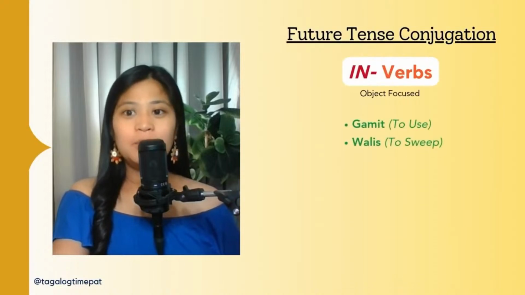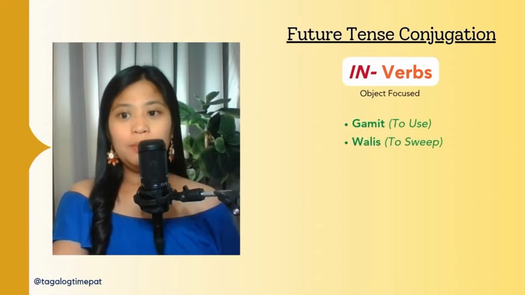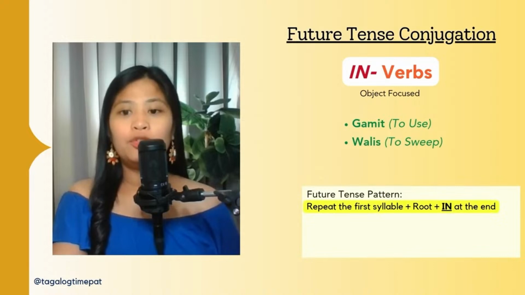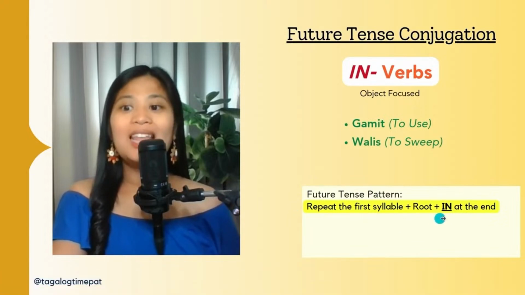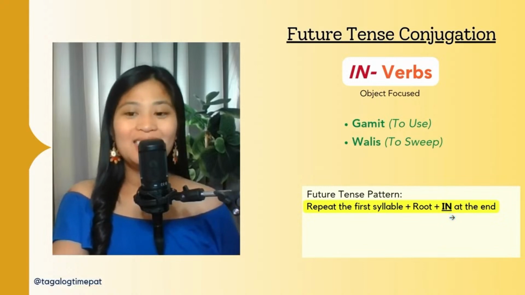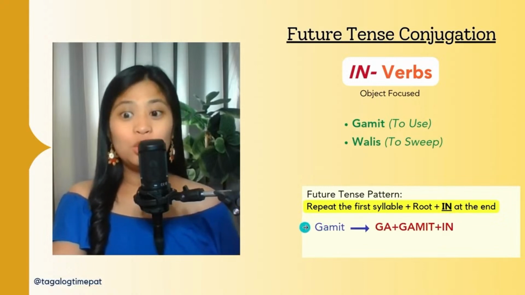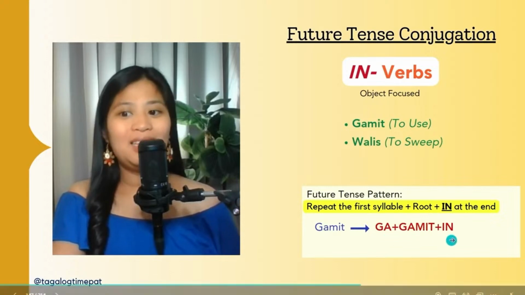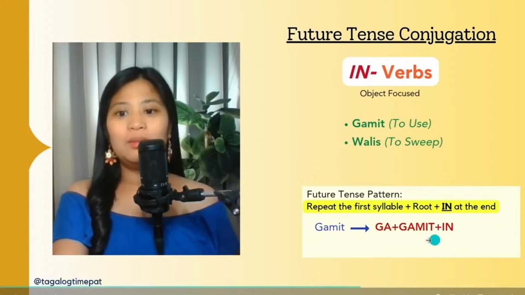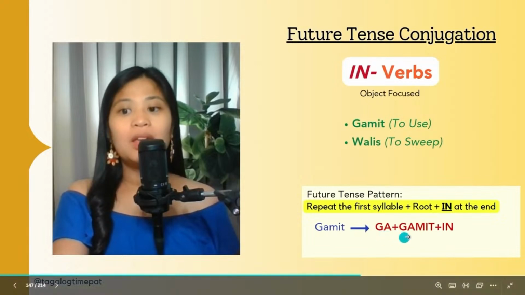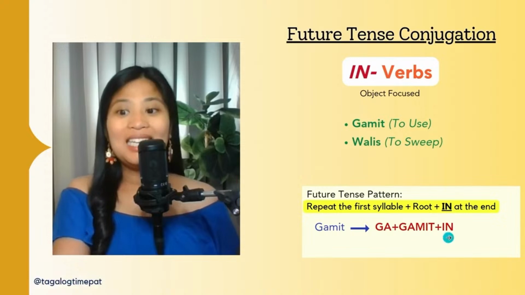Then in verbs, some examples are gamit, to use, and walis, to sweep. The pattern for future tense conjugation of in verbs is that you repeat the first syllable, then it's the root, then in goes at the end. So take a look at the word gamit, which means to use. In the future tense, it would be gagamitin. Gagamitin ko yung kotse. I will use the car. So you repeat the first syllable, then the root, then in at the end.